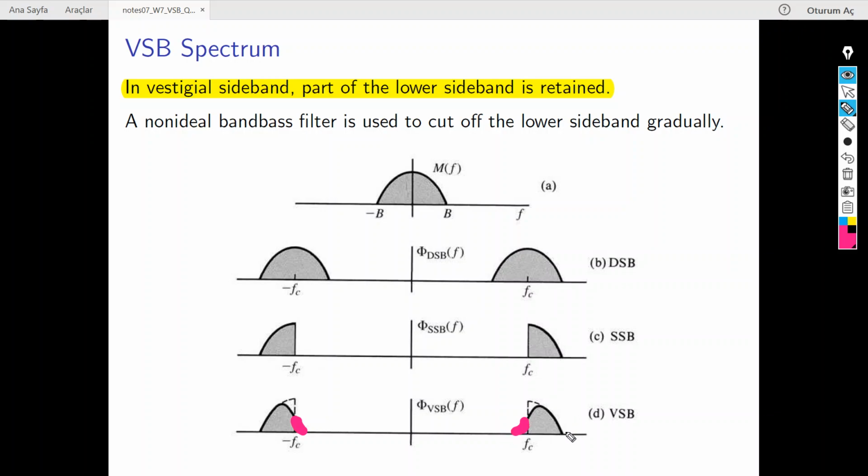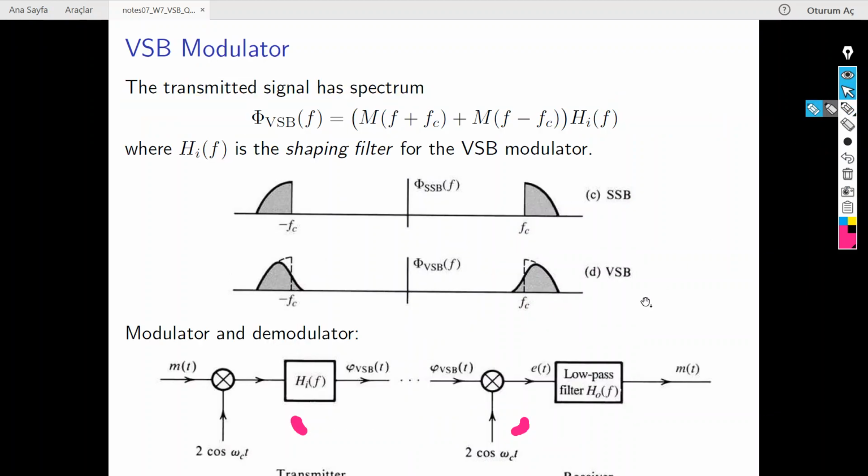Now, what happens? What's the effect of this on the modulation and demodulation? Let's see. So you need to modulate a signal while you are having this. So here we agree, this is vestigial sideband. How do you do that in processing blocks? You just multiply M of t by cosine, and then you have Hi of f. What's Hi of f? Hi of f is the shaping filter. What's the signal here? Phi vestigial sideband of t.